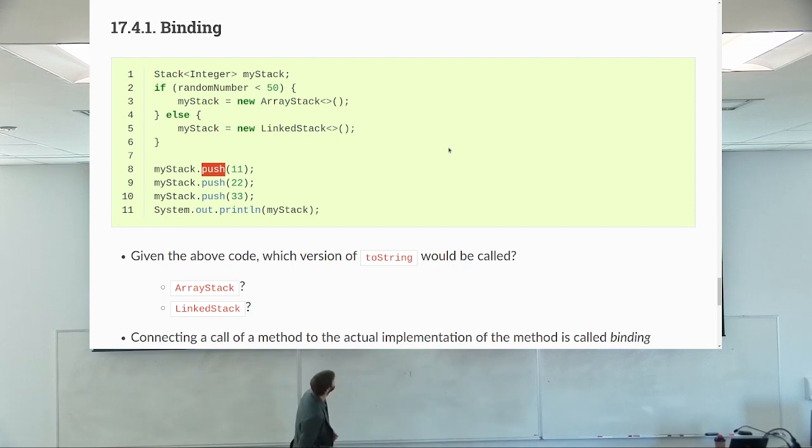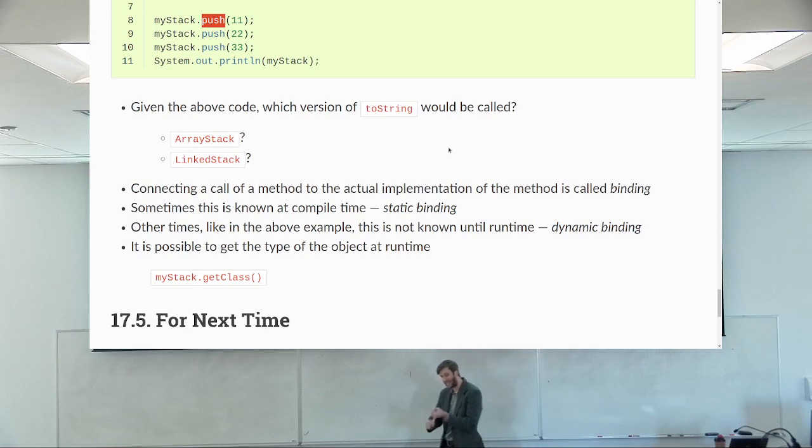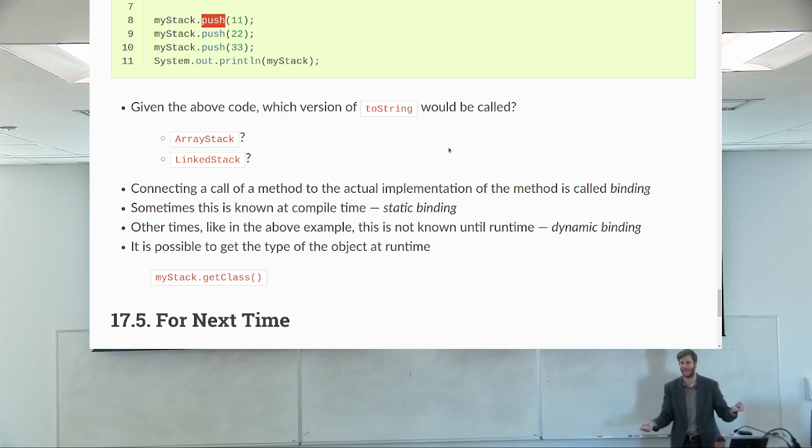Because either line 3 or line 5 is going to run. I don't know at compile time. I'm not going to know until runtime. So Java can't know which version of push or toString, etc. to call until it's running, which is kind of interesting. But it's all okay because we've got a stack, and the stacks must have push, right? It must. So it knows it's safe to call push. It doesn't know which one it's going to have to call yet until it runs.